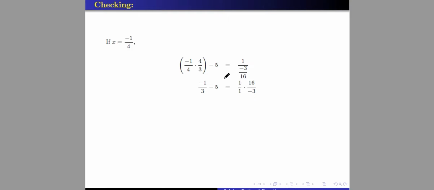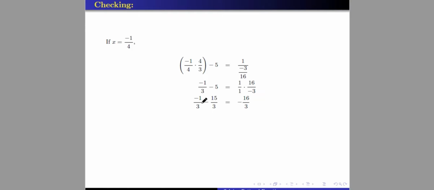Okay, so we have, since these are cancelled, negative 1 over 3 minus 5. And of course, we'll apply the reciprocal here. 1 is just 1 over 1. From division, it becomes multiplication, and the reciprocal of negative 3 over 16 is 16 over negative 3. Now take note, on this side, we can rewrite 5 as 15 over 3. Okay, and on the right side, by applying multiplication, we have 16 over 3, so negative 16 over 3.